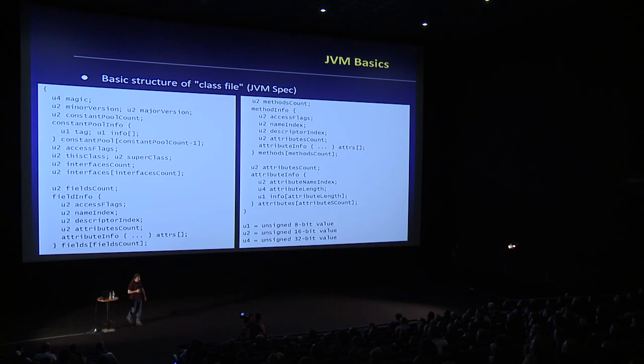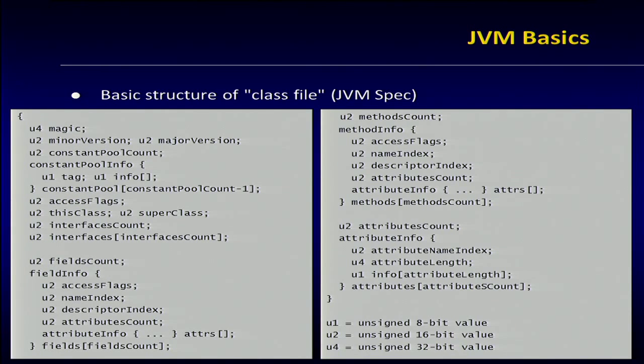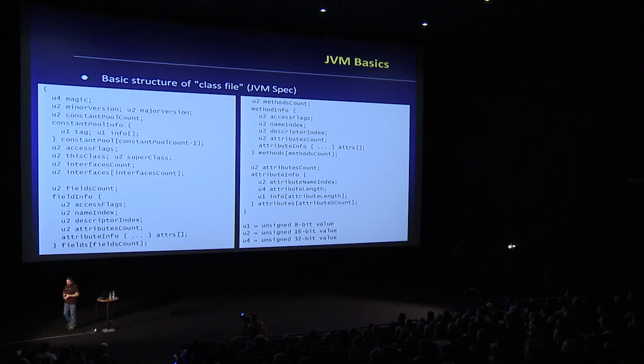The format of the class file, there it is in all its glory. Makes total sense, doesn't it? It's actually a really ingenious data format. The first four bytes, and in my little notation down here, U1 is an unsigned 8-bit, U2 is unsigned 16, and U4 is unsigned 32. The first four bytes of every Java class, anybody know what the magic number is? Cafe Babe, C-A-F-E-B-A-B-E. It's actually rather frightening how few Java developers actually know that.